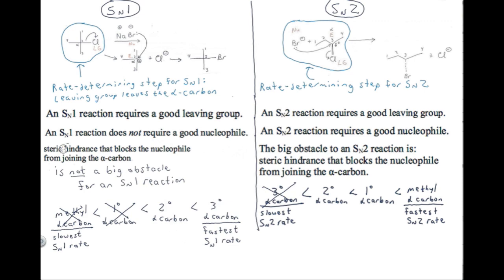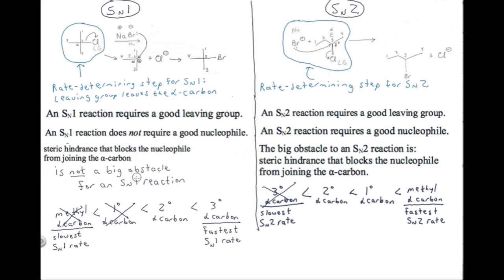We said earlier that steric hindrance is not a big obstacle for SN1. So what is the big obstacle? Now it would be useful to ask, why is steric hindrance not a big obstacle? Because the nucleophile doesn't join the alpha carbon in the rate determining step. So things that block the nucleophile are not affecting the rate determining step.